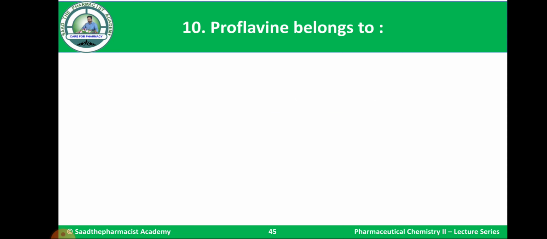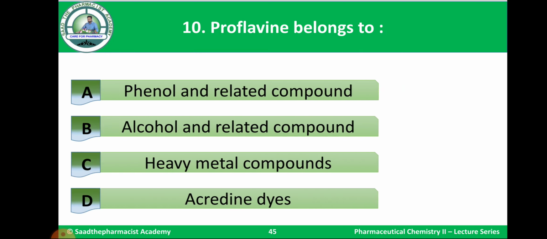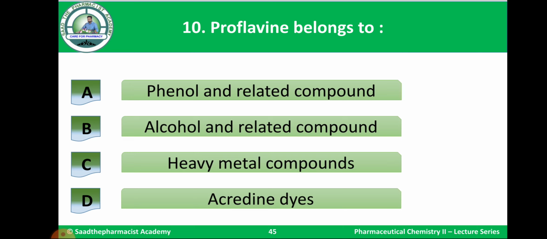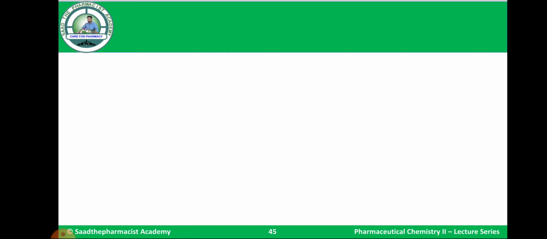Question number 10: Proflavine belongs to, means what is the class of Proflavine. And the options for question number 10 are phenol and related compounds, alcohol and related compounds, C. heavy metal compound, D. acridine dyes. And the correct answer for question number 10 is acridine dyes. The structure of proflavine contains acridine heterocyclic ring, therefore it comes under the category of acridine dyes. Okay.